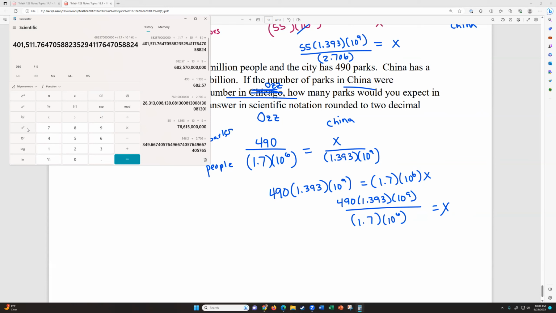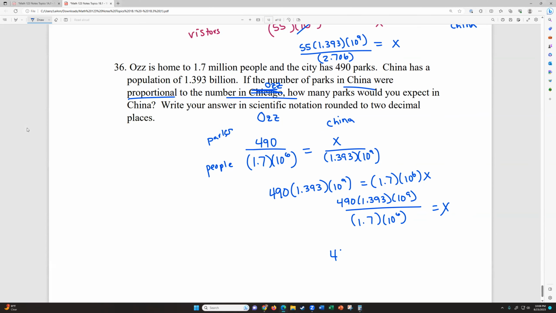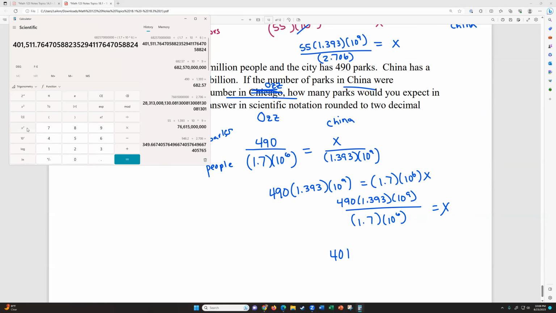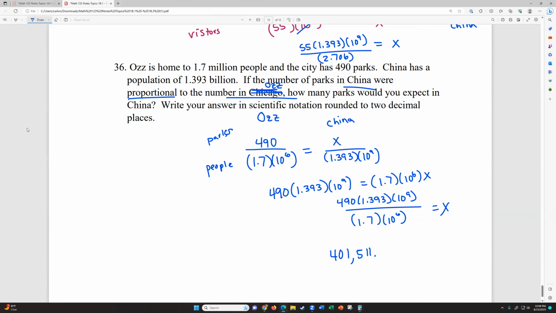I'm also rounding this to scientific notation, 2 decimal places. So let's write it out first. 401,511,76 continues forever. This is the wrong place for scientific notation. I need to move that 1, 2, 3, 4, 5 places. And then round to 2 decimal places. That'd be 4.02. And remember, when you're going from standard form to scientific, if the original number was bigger than 10, remember that's a positive exponent.